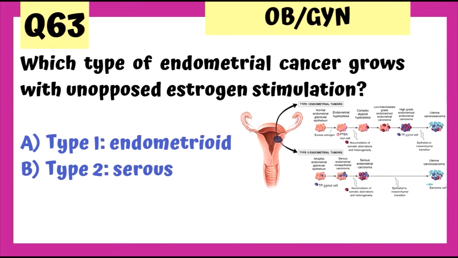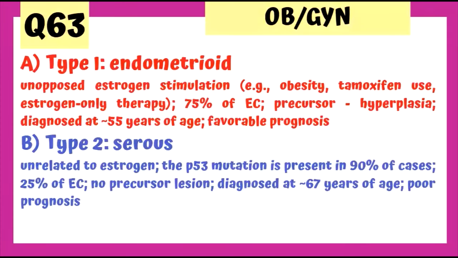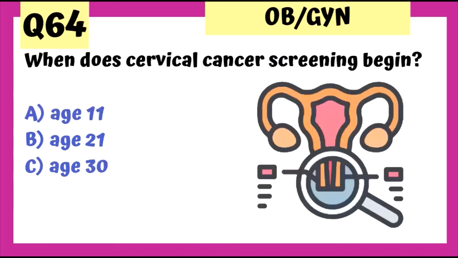Question 63. Which type of endometrial cancer grows with unopposed estrogen stimulation? This is the endometrioid form, which is the less dangerous form, but it grows with unopposed estrogen stimulation. And it presents at about 55 years of age with a favorable prognosis, as opposed to the serous form, which is not.